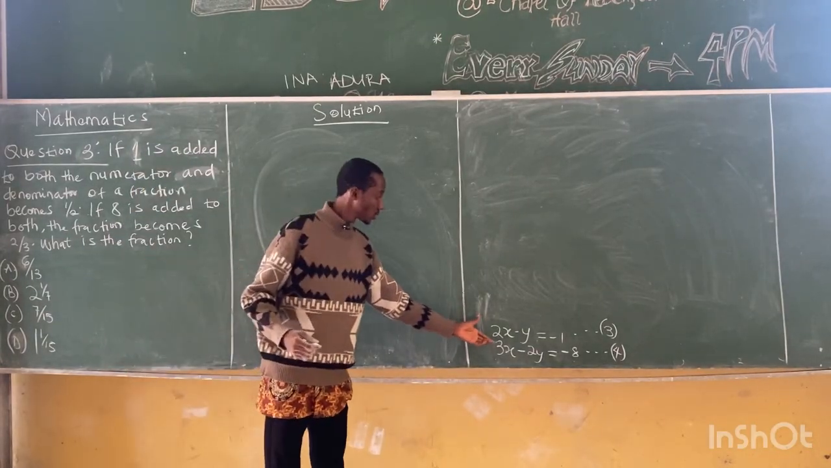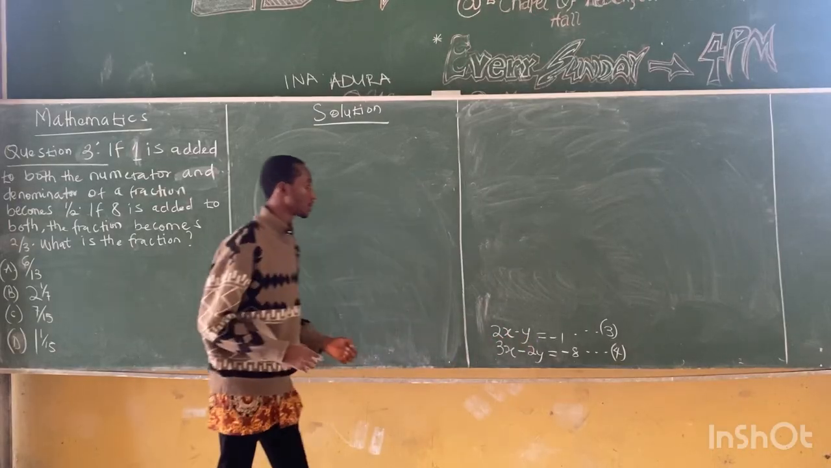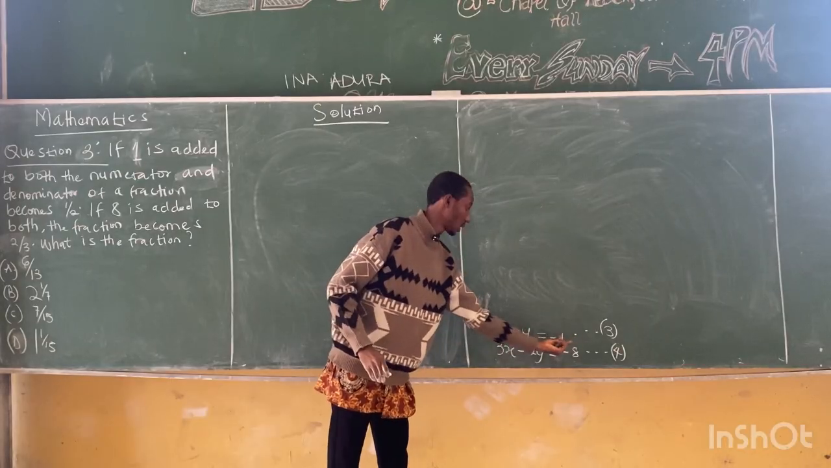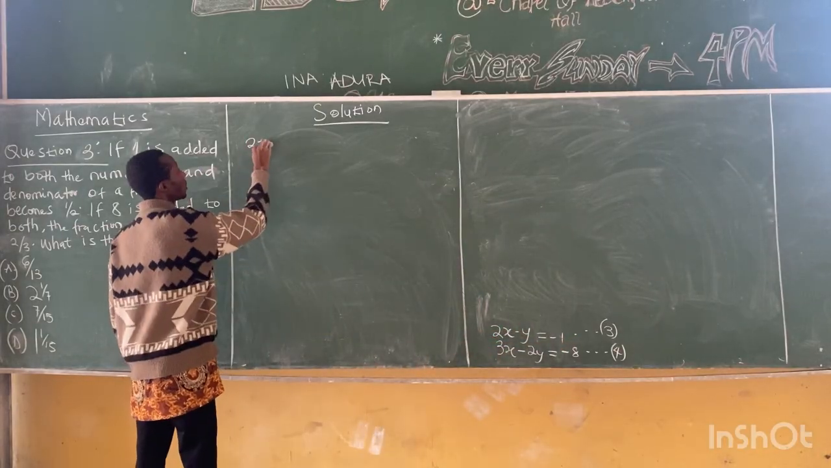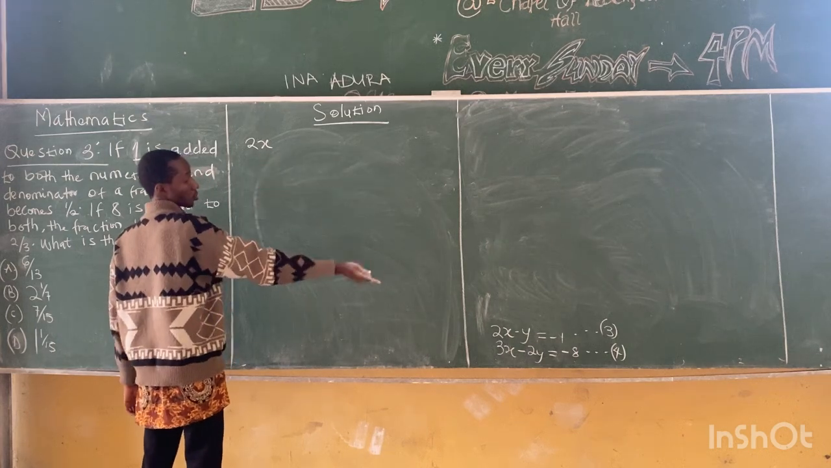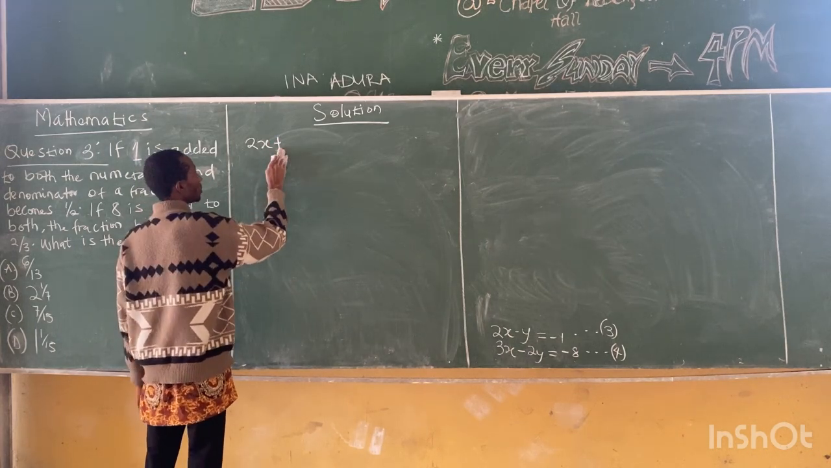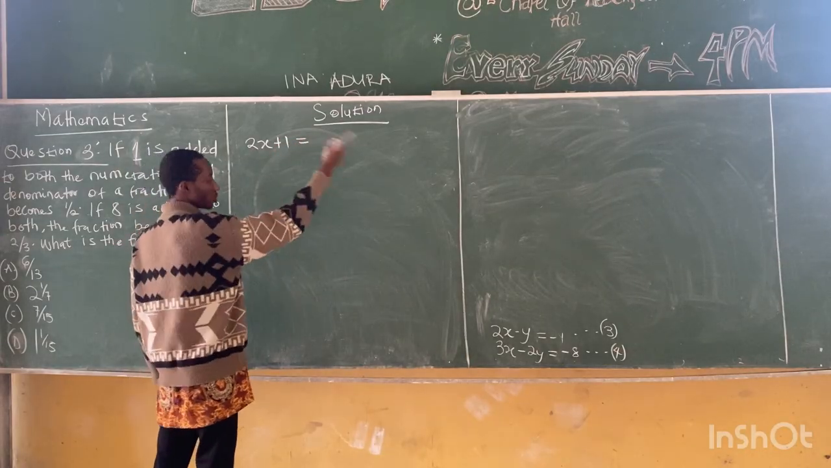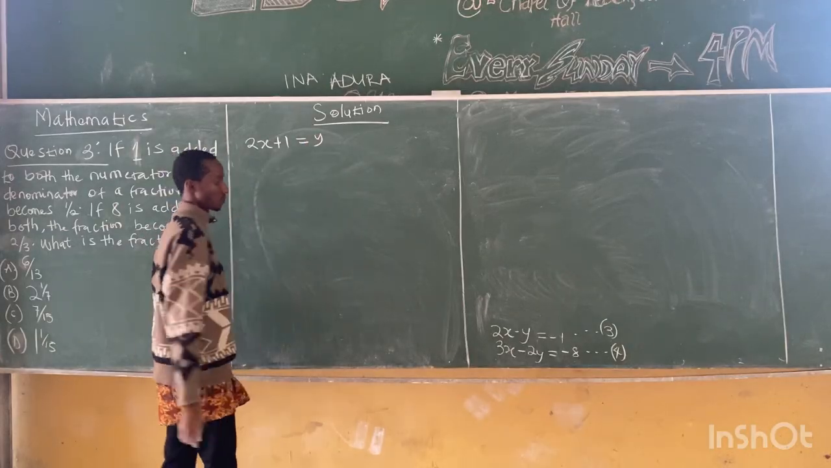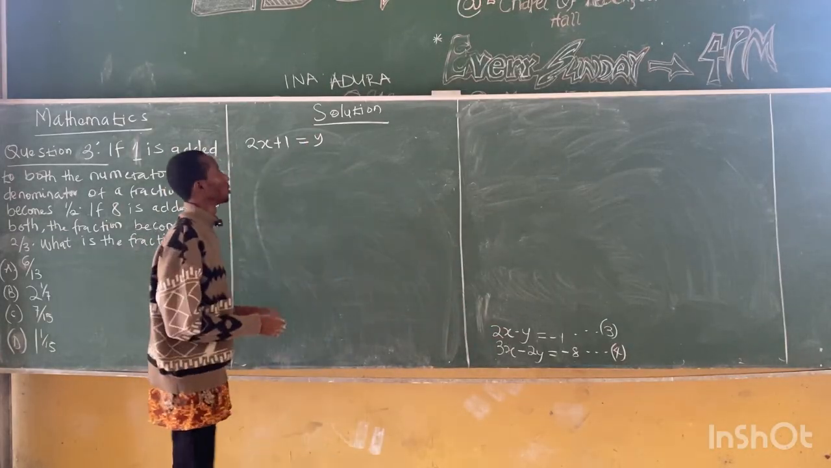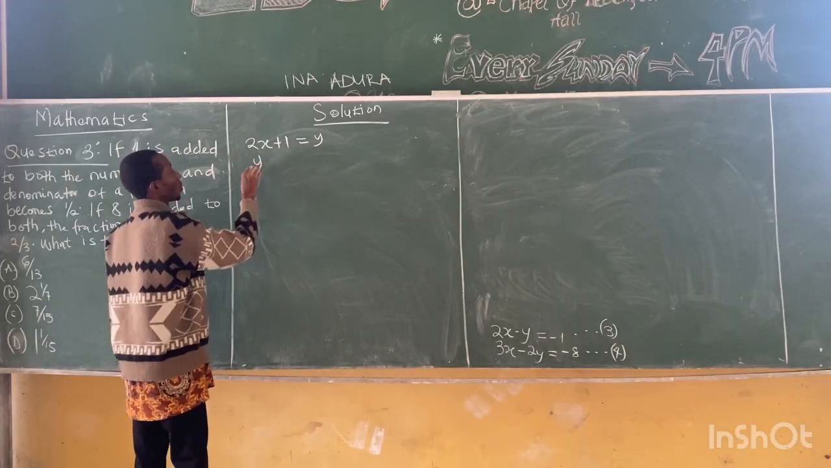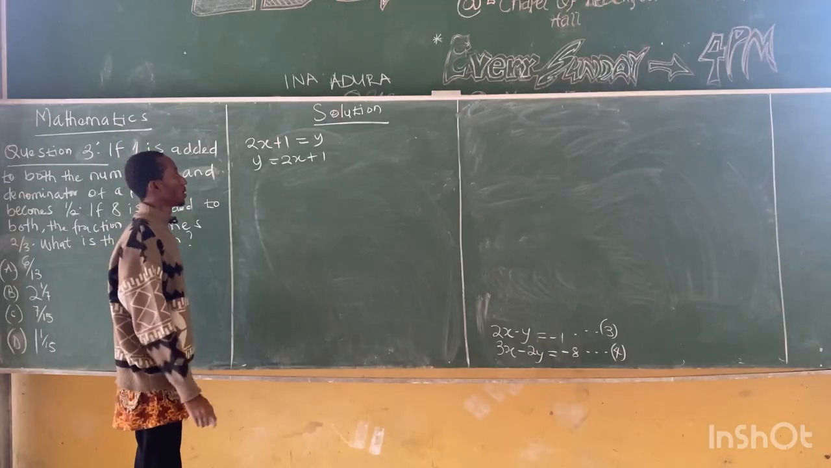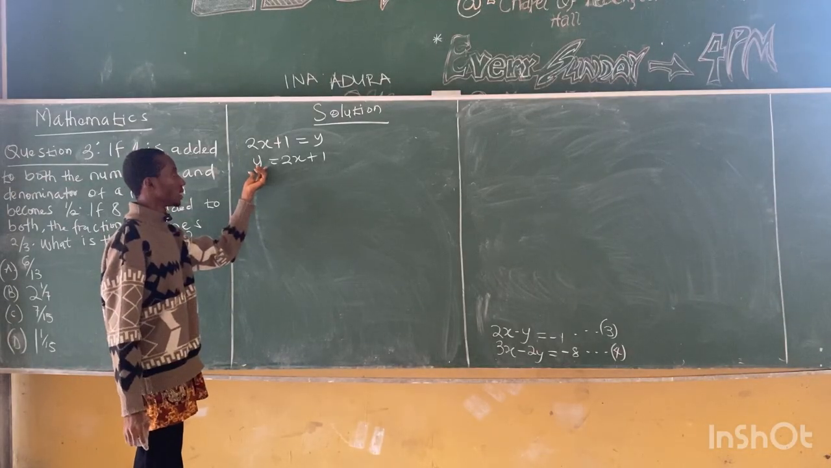From equation 3, if we make y the subject of the formula, y crosses the equality sign to the other side, and x comes here. We have 2x plus 1 equal to y. The 1 crosses to the other side and changes from minus to plus. If we switch this equation, we have y is equal to 2x plus 1. Now we have gotten the value of y.